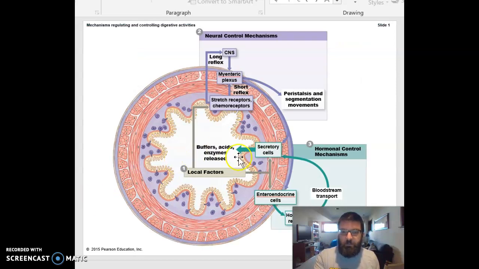Right. So again, some local factors, so some stretching and some chemical changes that cause local secretory cells to release buffers, enzymes, move your villi. You've got short-term reflexes, which go to the myenteric plexus and cause this muscularis externa to move. Long-term reflexes that allow your brain to have some control, essentially. And also hormones that are produced that can have more widespread effects, kind of like your long reflexes, right? So both your central nervous system and your hormones can have bigger effects where you're moving big bits of food residue from one place to another.